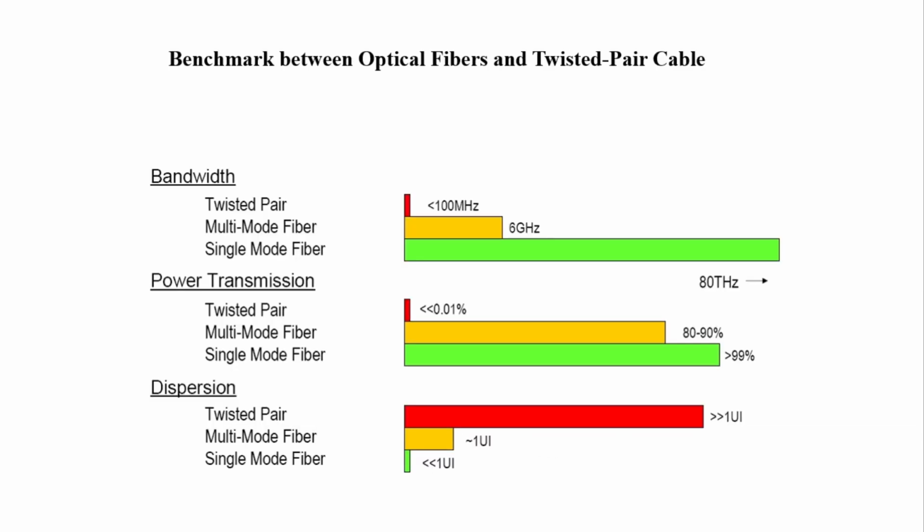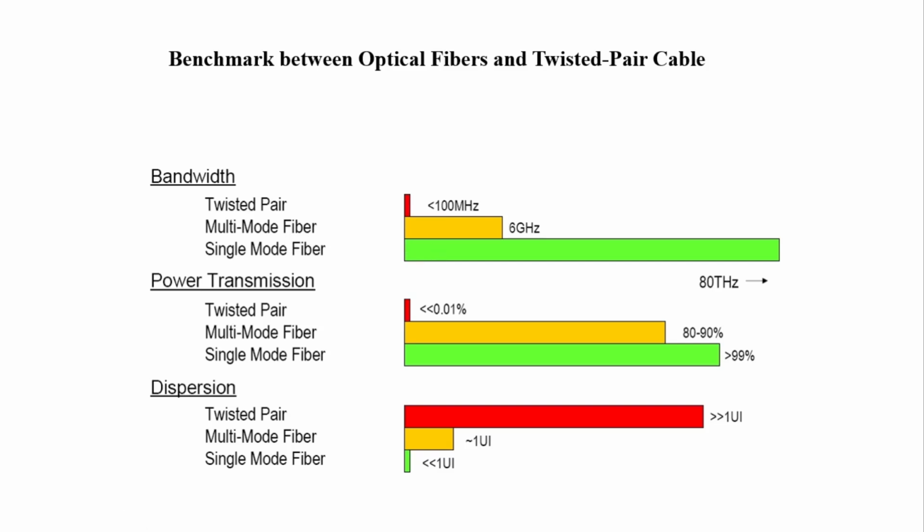Benchmark between optical fiber and twisted pair cable. See, I have already told you there are a number of cables, but what is the difference between optical fiber and twisted pair cable? The difference is nothing but bandwidth. If you observe, here we are showing with the help of graph: twisted pair, multi-mode fiber and single mode fiber. So this red color indicates a twisted pair cable bandwidth. After that, this yellow color indicates multi-mode fiber bandwidth, and this green color indicates the single mode fiber bandwidth. So here, single mode fiber has a large bandwidth.